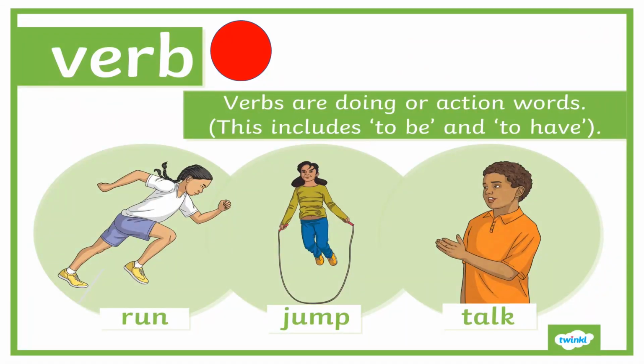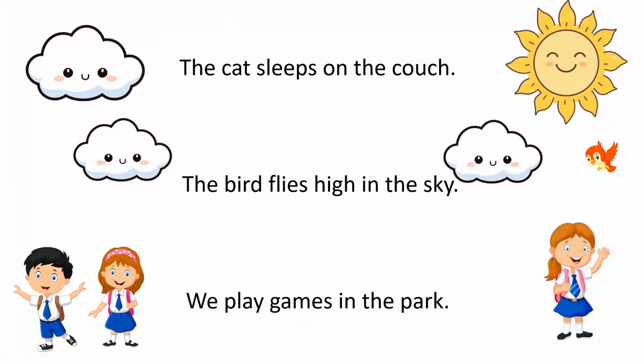Next, verb. Verbs are represented by big red circles. Verbs are doing or action words. Some examples are run, jump, and talk. Here are a few sentences that contain verbs. The first one is the cat sleeps on the couch. Which one is the verb? It's sleeps.